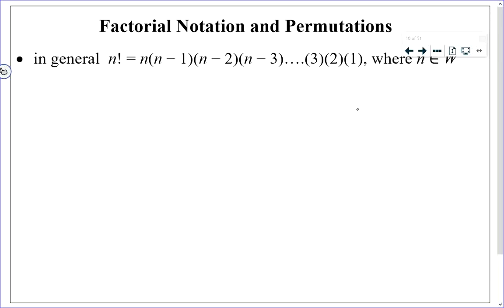Factorial notation, you need to know this. The algebraic definition of n factorial: n factorial is equal to n times n minus 1 times n minus 2, continuing down the line, multiplying by 1 less each time until you get to 3 times 2 times 1.